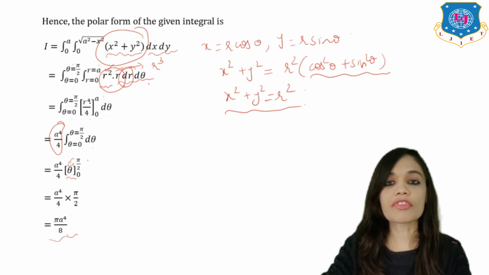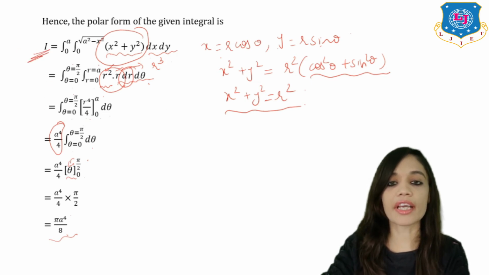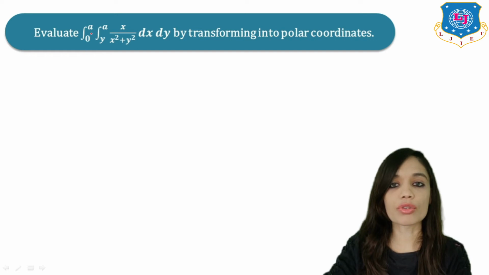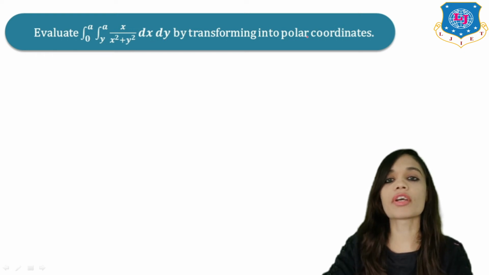So firstly we have to put x as r cos theta, y as r sin theta, and dx dy as r dr d theta. Then we have to find the limits with respect to r and theta and evaluate our given integral. So let us solve one more example. We have to evaluate double integration from 0 to a, y to a, of x upon x square plus y square dx dy by transforming into polar coordinates.